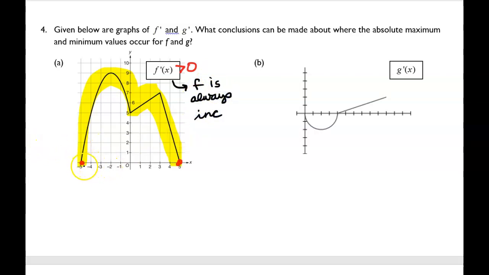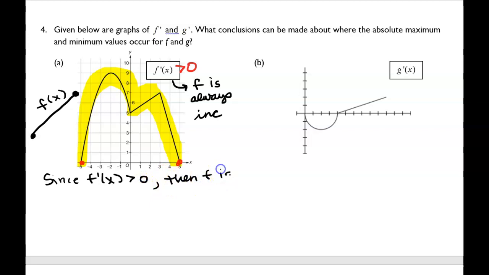So I'm not going to actually sketch out this graph, but I start at some y value at -5. And then I'm always increasing. And then I end at 5. So this is my sketch of f of x. It doesn't actually look like that, but I know it's always increasing. So what I can tell is, since f prime of x is greater than 0, then f is always increasing. Just trying to write out a little justification here.